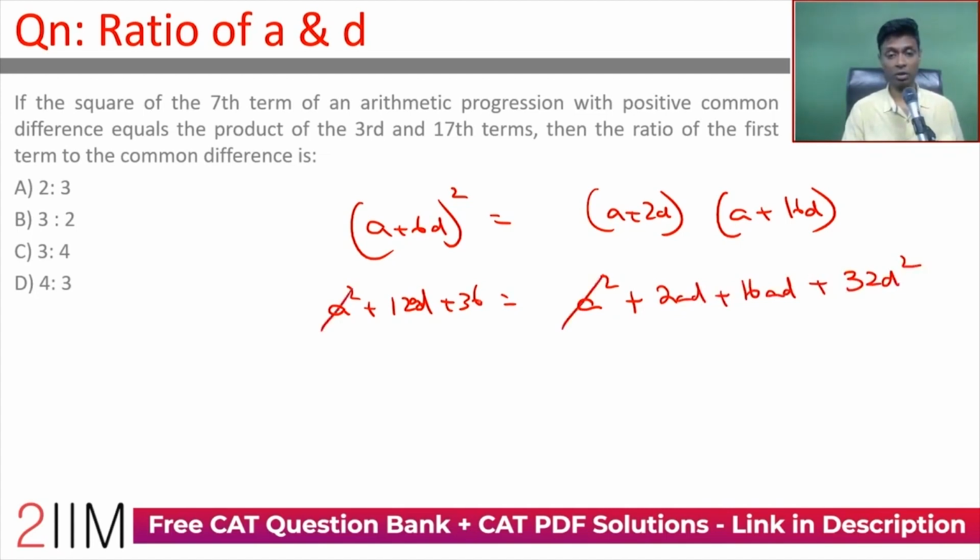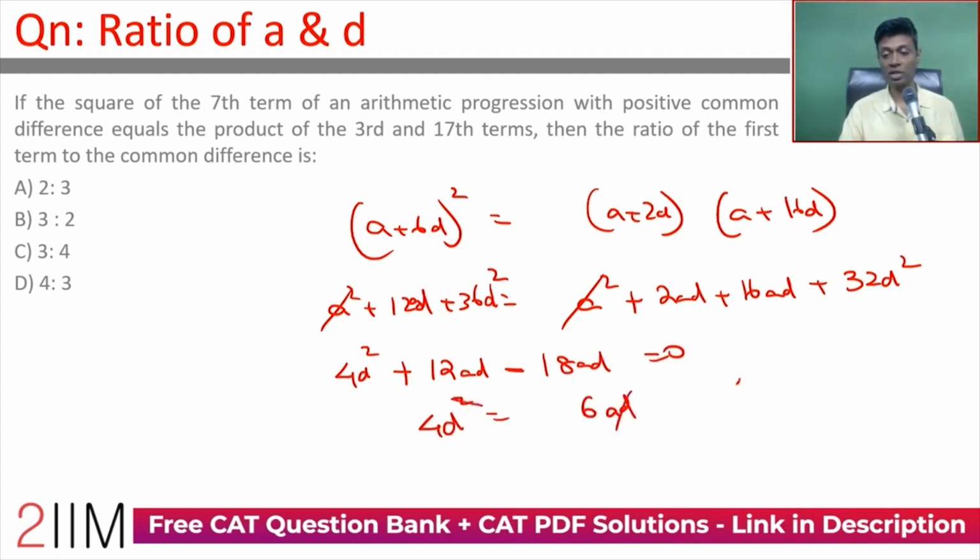a square gets knocked off. This is 36d square, sorry. So 36d square, 32d square. So this is 4d square plus 12ad minus 18ad equal to 0, or 4d square equals 6ad. Common difference is not 0. 4d equal to 6a. We want to find a by d. This is 4 by 6, which is 2 by 3.